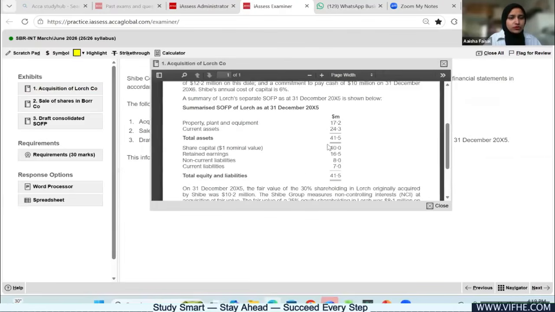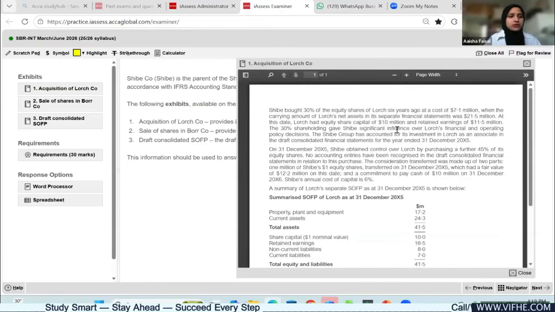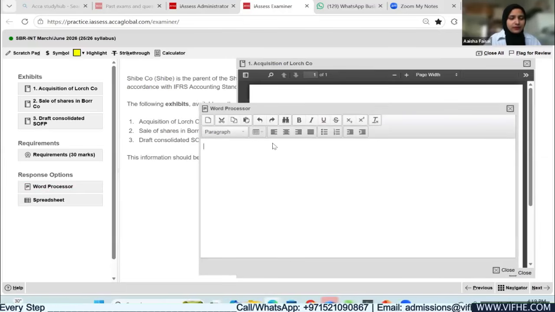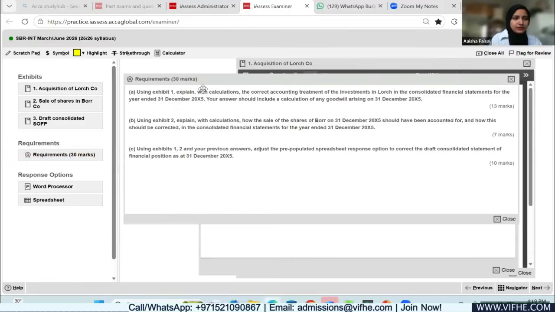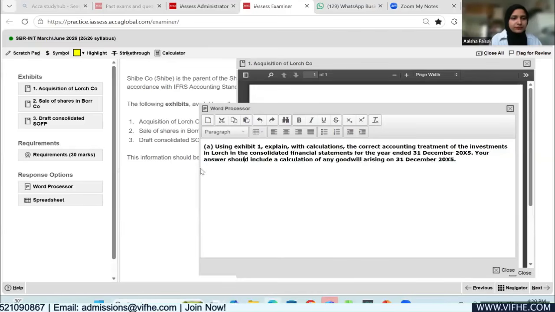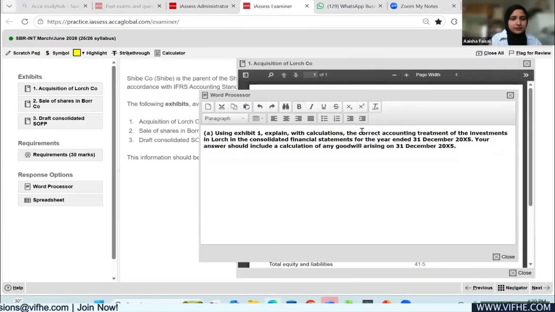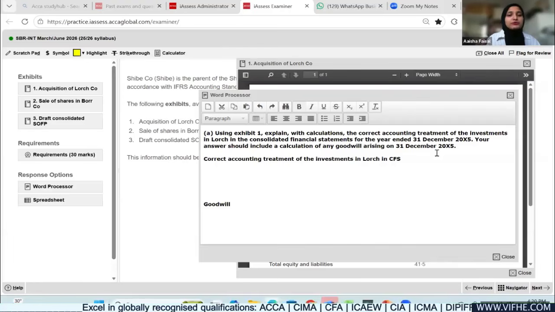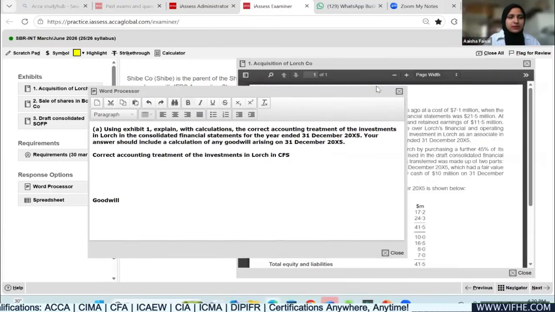Now, coming to acquisition of Lodge. Because there is explanation, calculation, and quite a lot to do, I will put my requirement A over here and copy paste it exactly. You can break it into subheadings so that you don't forget the requirement. Correct accounting treatment of investments in Lodge in the CFS. This is one of the things that you have to do. The other thing is your answer should also include any goodwill arising. Maybe it will be combined, maybe it will be a separate explanation. I don't know. I'm just blocking space so that I don't forget that there were two clear requirements out of this. Now let's proceed.